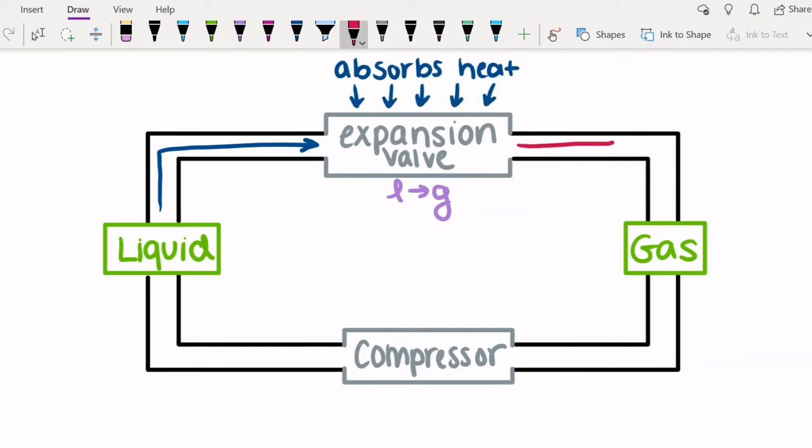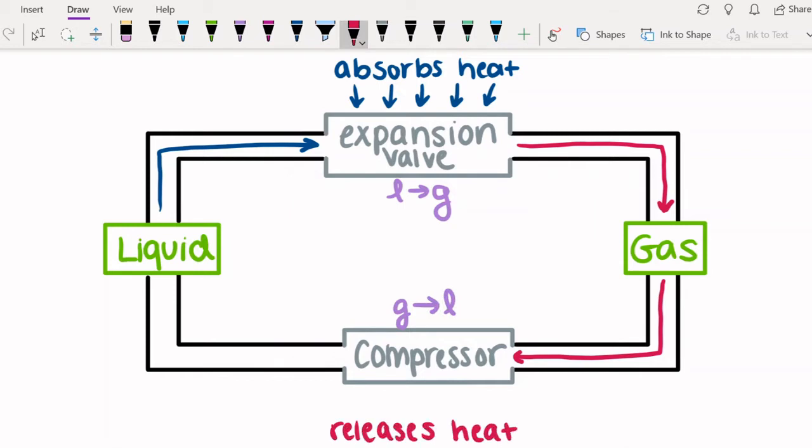Next, the gaseous refrigerant travels through tubes to a compressor. Under high pressure, the gas becomes liquid again. This process releases heat. Now, the refrigerant is liquid again, and the process repeats over and over. What's really cool is that this process doesn't require any external energy input. All the heat transfer is done by a series of phase conversions.